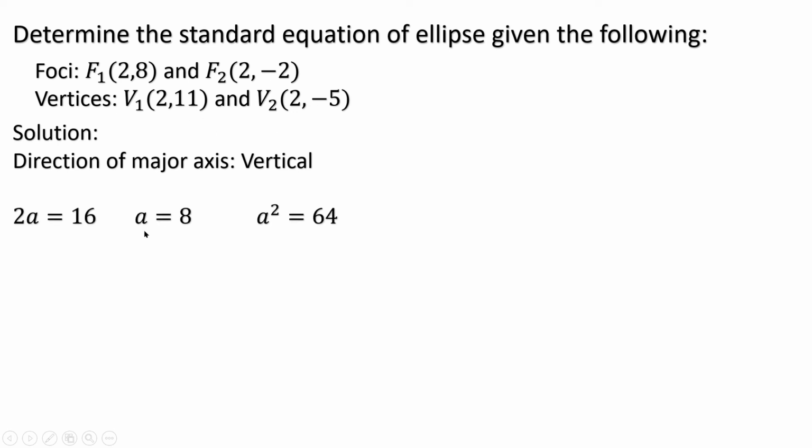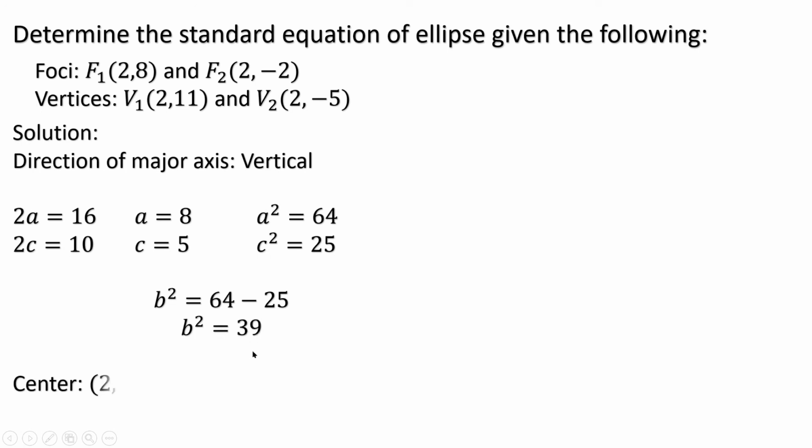Okay, so we have the distance between the two vertices is 16. So divided by 2, we have a equals 8, 8 squared equals 64. And the distance between the two foci is 10. So c is equal to 5 and c squared is equal to 25. So b squared is equal to 64 minus 25. So b squared is equal to 39.